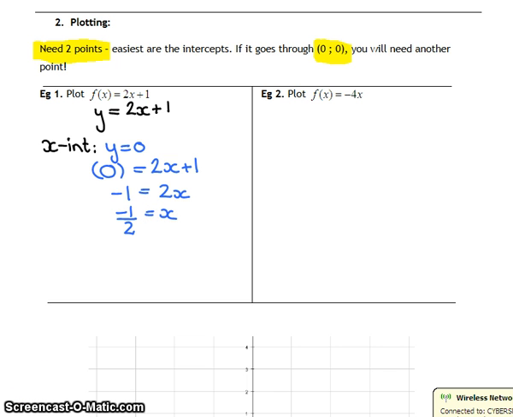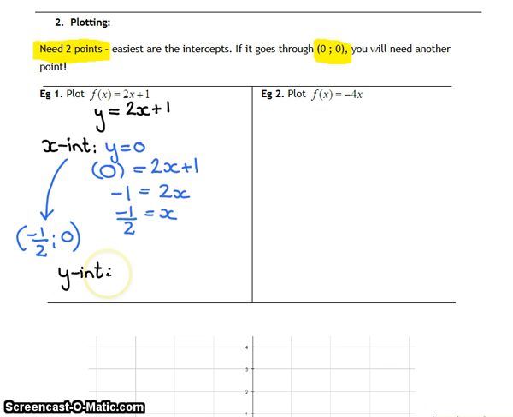Please make sure that if you're asked for the coordinate of the x-intercept, you actually give it in coordinate form, which is negative a half, 0. Be sure to read the question to see if they want you to give a coordinate when they ask for the x-intercept. For the y-intercept, we just have to check if this equation is in standard form, and it is. It's written as y is equal to something times x plus a constant. Therefore, it's quite simple for me to know that the y-intercept is x is 0 and y is 1.